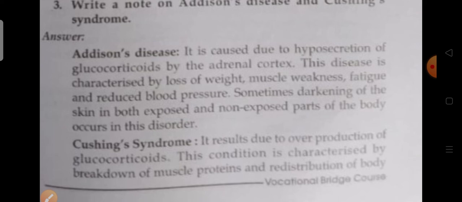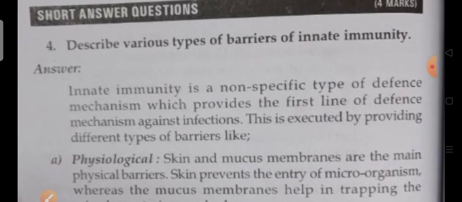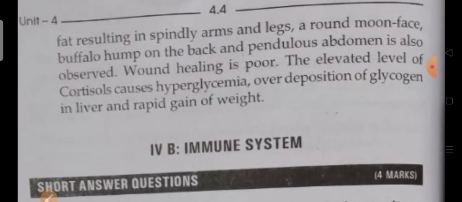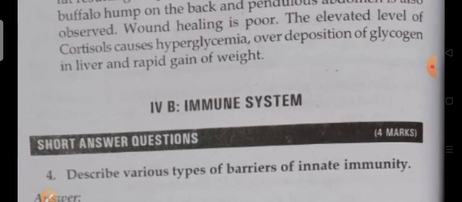This condition is characterized by the breakdown of the muscle proteins and redistribution of fat, resulting in spindly arms and legs, a round moon face, a buffalo hump on the back, and a pendulous abdomen. Wound healing is very poor. The elevated level of cortisol causes hyperglycemia, over-distribution of glucagon in the liver, and rapid weight gain, which we can see in Cushing syndrome. It's clear? Overproduction of the glucocorticoids leads to Cushing syndrome.